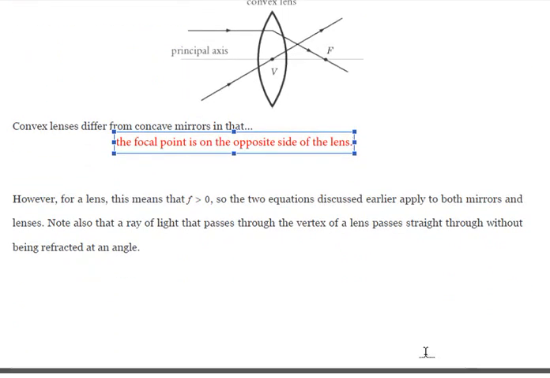So for a lens, our focal length is greater than 0. So the two equations can still apply. They applied to mirrors and they'll apply still to lenses because we said this is positive.